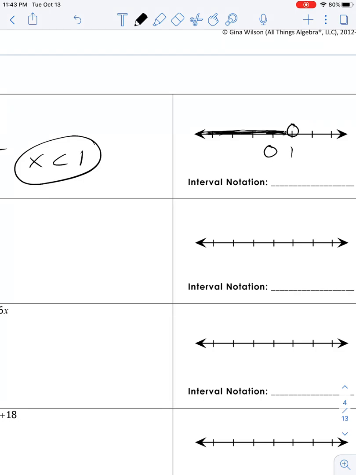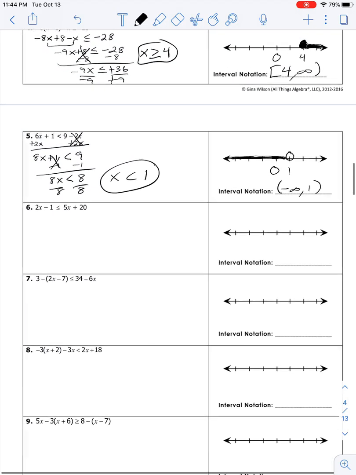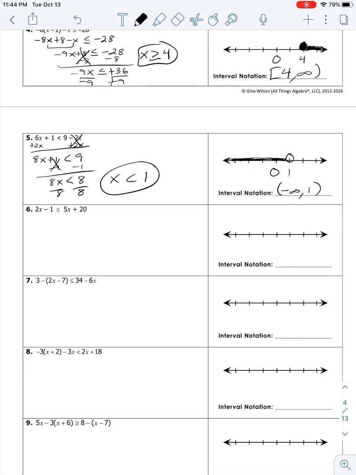Okay, interval notation. So where does my graph start on the far left? It starts at the arrow, so that would be negative infinity, which is always a parenthesis. Where does my graph stop? It stops at 1, and open circle means parenthesis. Solve, graph, notation, 3 different things.